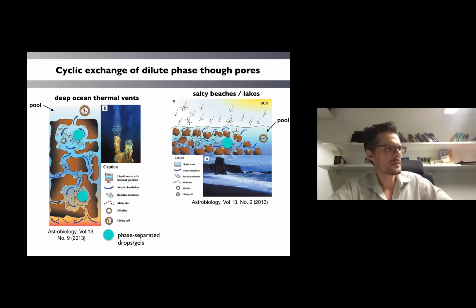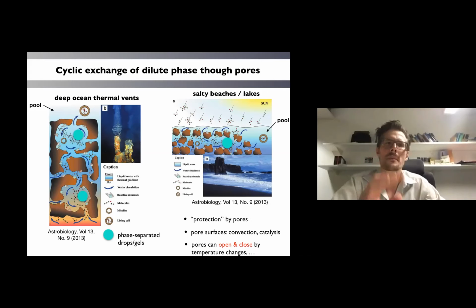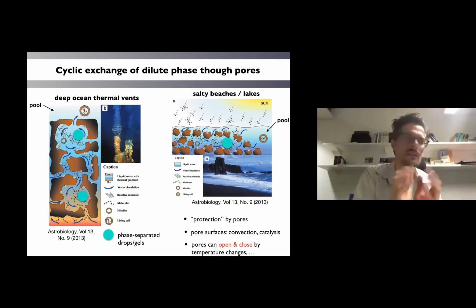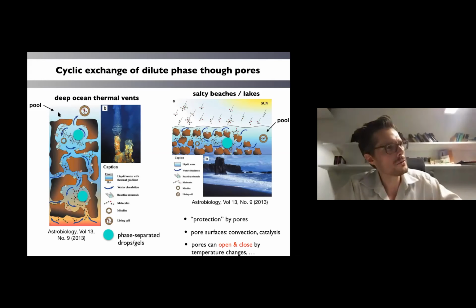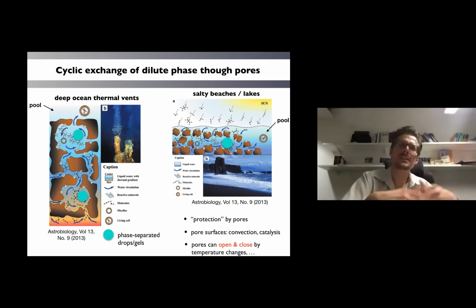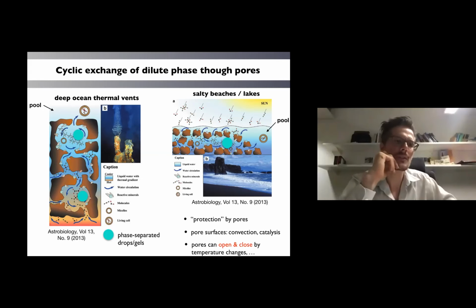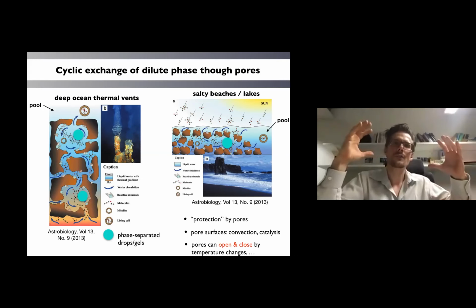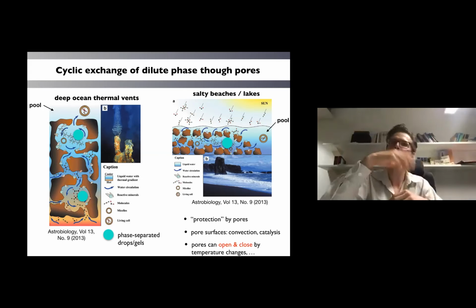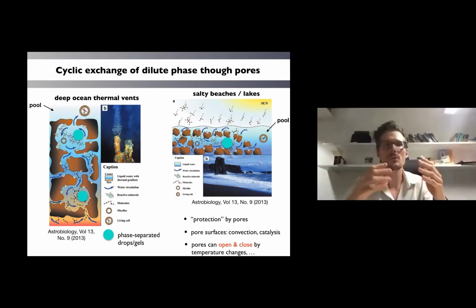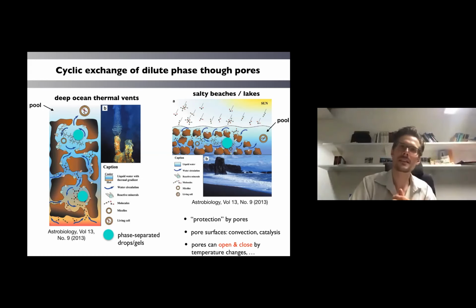And why do people believe that? The common physical property is that it all happens close to porous structures, and porous structures have amazing properties. Of course, they create extra protection from the surroundings, from what I would now call the pool. They offer surfaces for catalysis, they allow convection, lots of cool physical aspects, but for the sake of my talk, they also allow changes. They can isolate themselves because of seasonal or daily fluctuations of temperature, salt, high and low tide, whatever, typical cycles in our daily life.